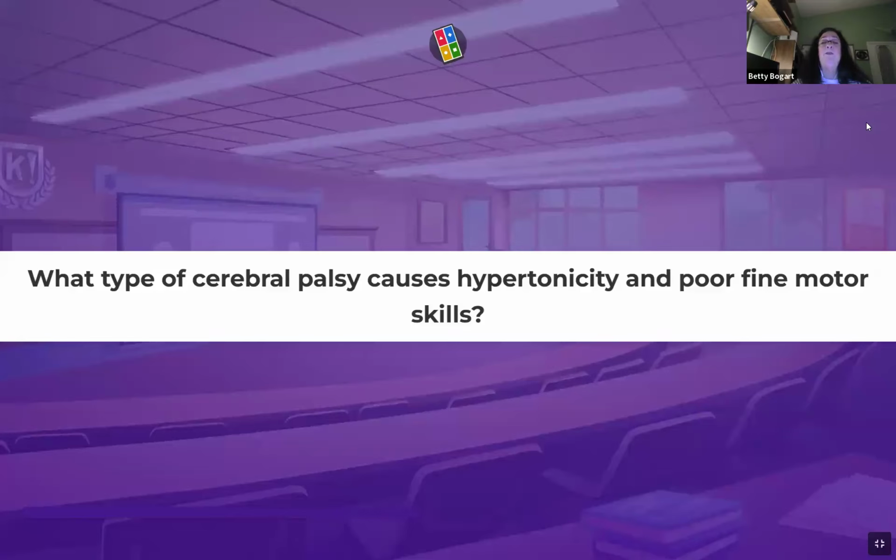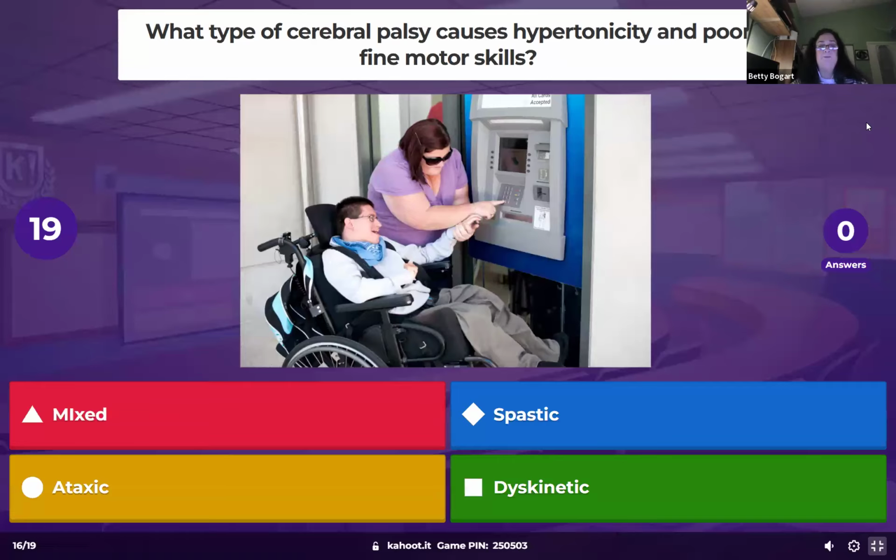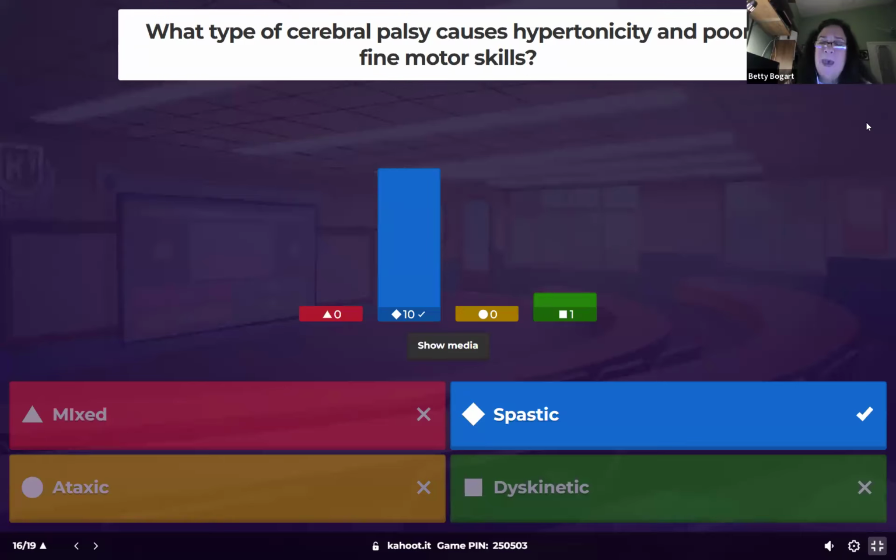What type of cerebral palsy causes hypertonicity and poor fine motor skills? Like Jonathan. So this is called spastic hypertonicity. Hypertonicity, it's spastic.